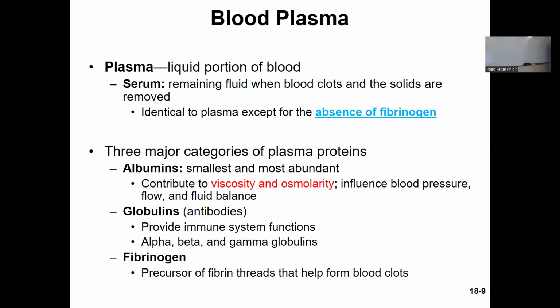What is the fibrin going to do? The fibrin is like a meshwork that's going to mesh together like a net and bring all the red blood cells together. What do you think that's going to do to the viscosity of the blood? If you're going to mesh the red blood cells together, is that going to make the blood thinner or thicker? It's going to be very thick. So fibrin is important, the precursor for fibrin threads that help form blood clots. It helps forming the blood clots.